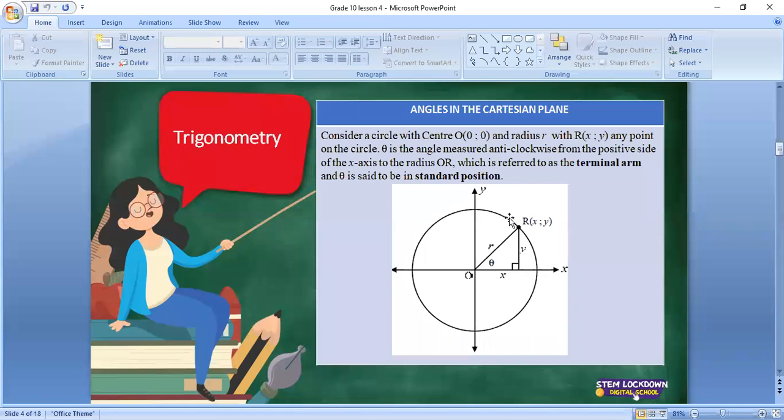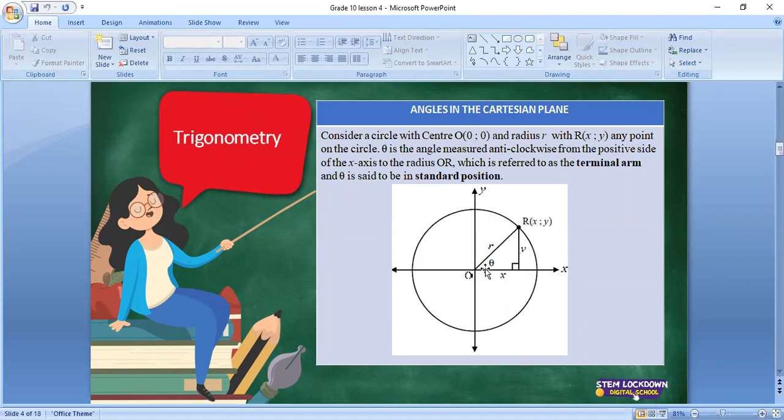Now, if we create this line here, this is our y value. Let's try to complete this triangle here. So here we have our y. The y coordinate of R is this y here, and the x coordinate of R is our x on this side of the triangle.